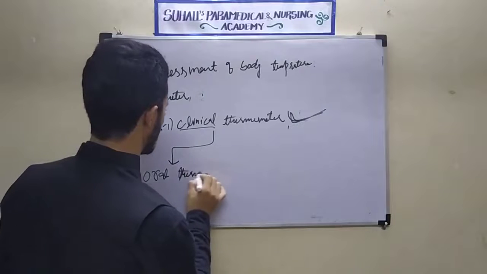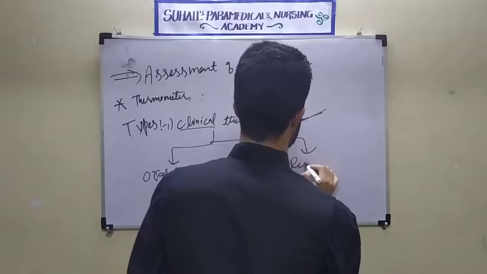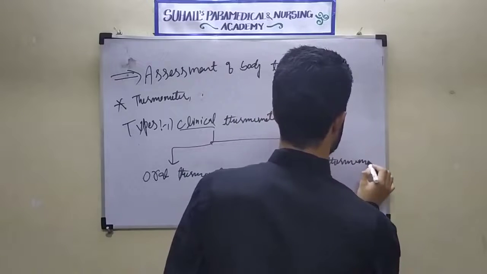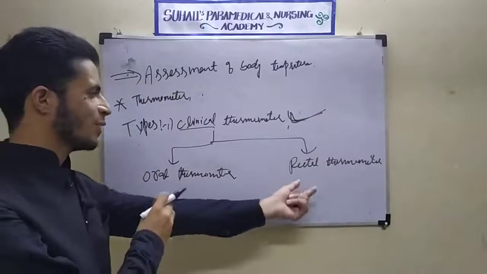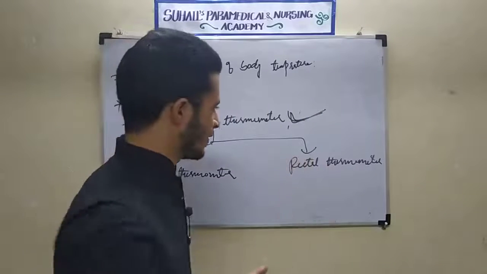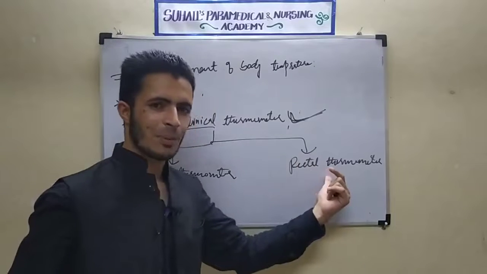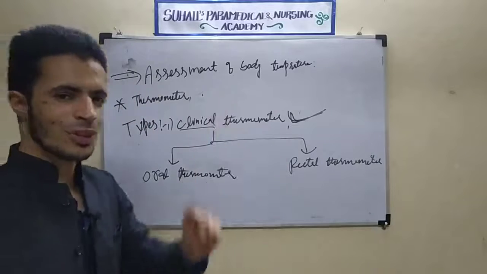Okay, oral thermometer. Another is rectal thermometer. See here, what actually is an oral thermometer? What is the difference is important. This is the thermometer that we are using for the oral route. Rectal is the thermometer that we are using for the rectal route. What is the difference there? That I will show in the structure.